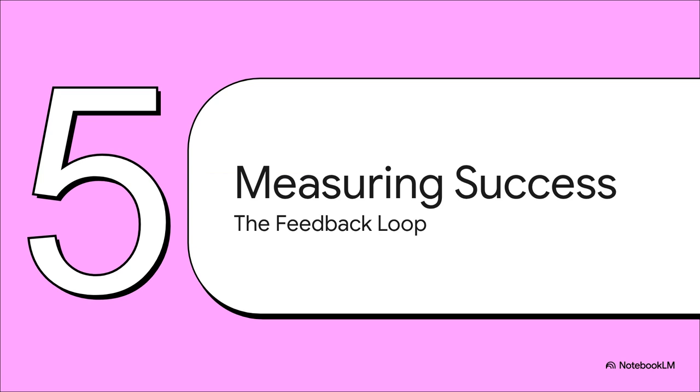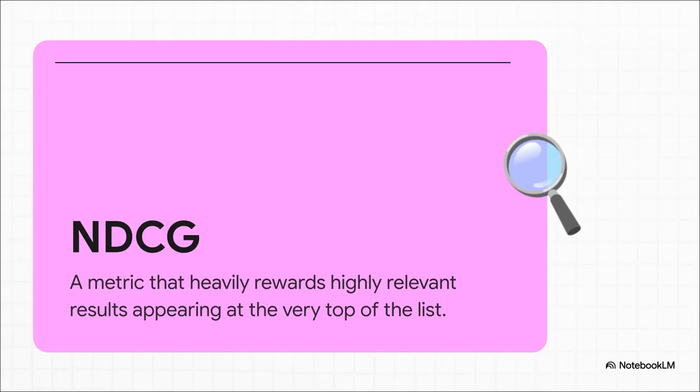Section 5. Measuring search success. The feedback loop. How does this system actually know if it's doing a good job? The gold standard for measuring offline search relevance is this intimidating acronym, NDCG, or Normalized Discounted Cumulative Gain. But honestly, this metric just proves mathematically what we all know intuitively. The number 1 spot matters infinitely more than the number 10 spot. It harshly penalizes the system if highly relevant documents are buried lower down the page, and it rewards the system massively for putting exactly what you want right at the very top.